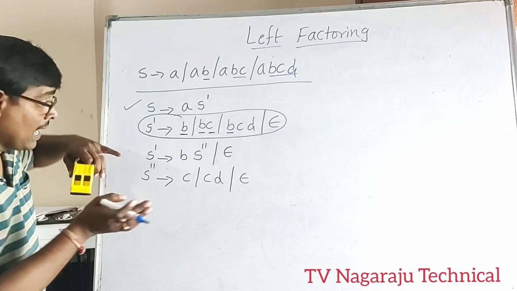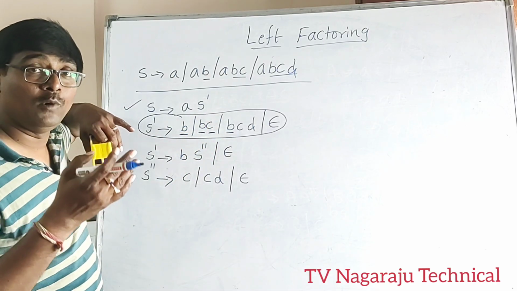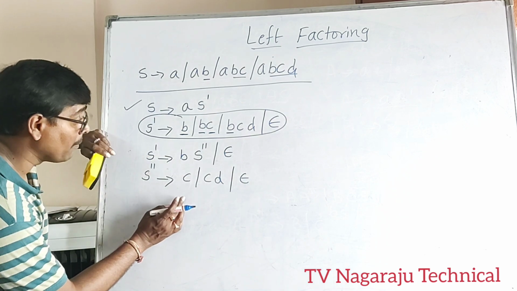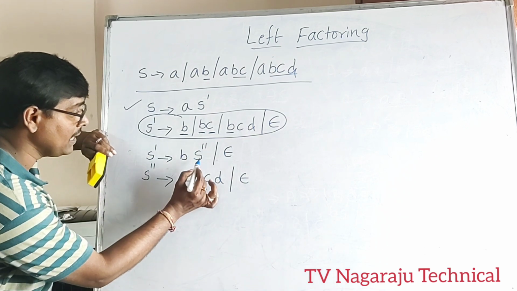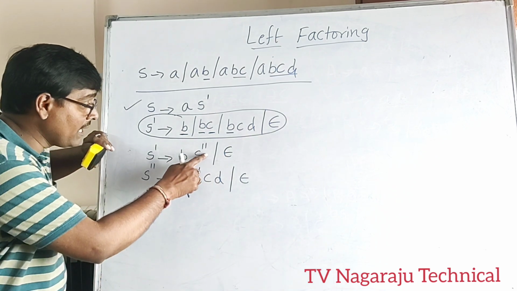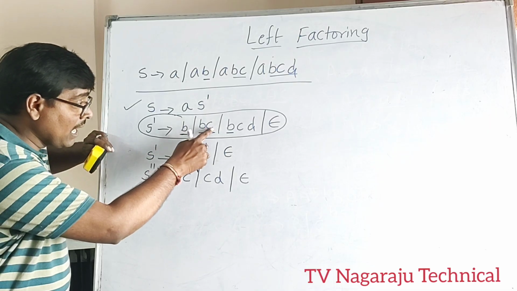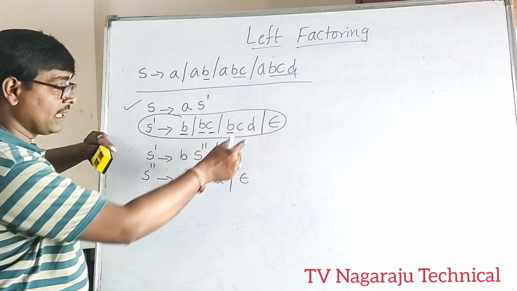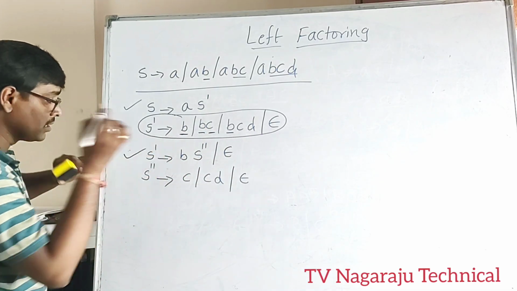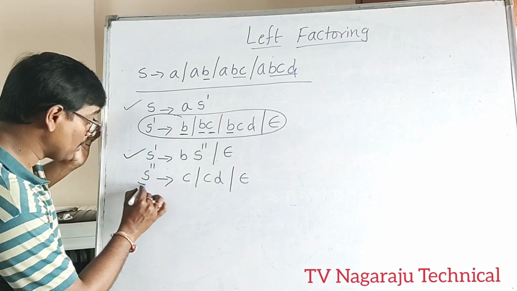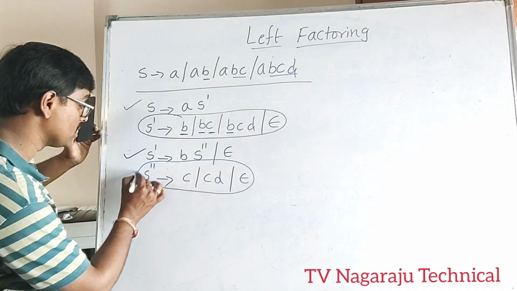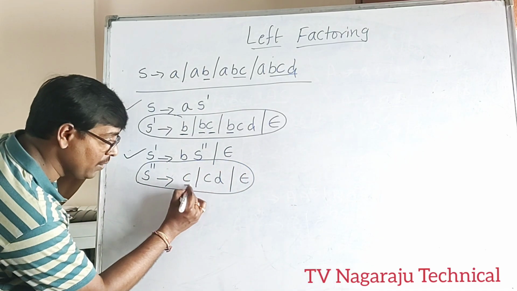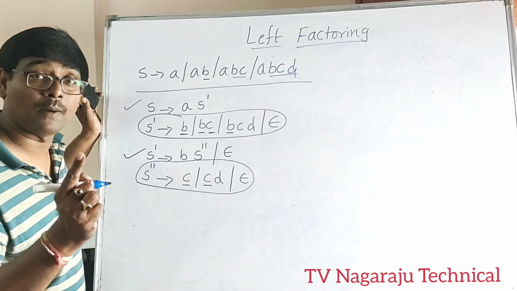So this is included, and in this production again we have common prefixes. What I am doing is eliminating them, that is, I am doing the left factoring. By doing the left factoring, B S double dash, this S double dash is either epsilon, or the remaining part C, or the remaining part CD. This is also fine. Now again if you observe this production, here again we have the common prefix C, C.